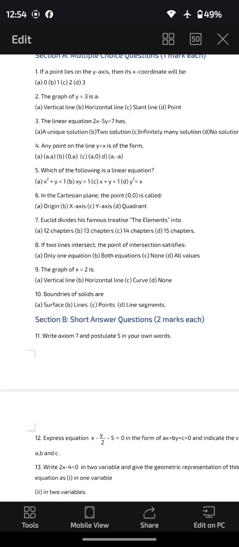Question number 11. Write axiom 7 and postulate 5. Axiom 7, as you know, things which are half of the same thing are equal to one another, and postulate 5 is: if two lines are intersected by a third transversal line and the sum of co-interior angles is less than 180, then the lines will meet on that side. You have to write the postulate and axiom in your own words.